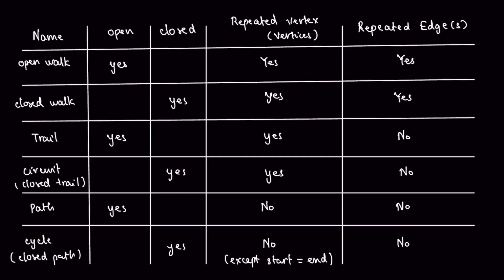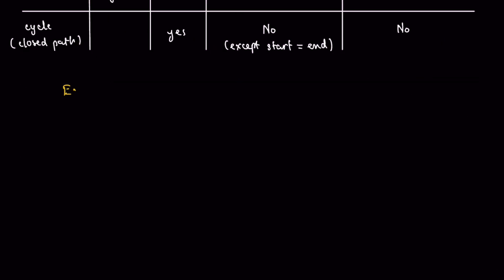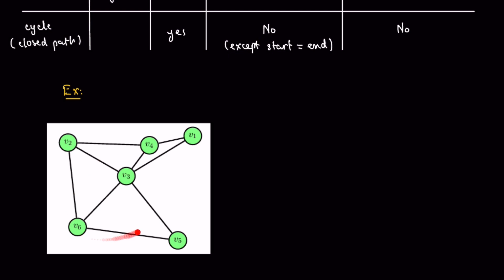Alright, let's consider the following example. So I have this graph, and I'm going to write down some solutions related to an open walk, a closed walk, a trail, a circuit, a path, and a cycle. There should be multiple solutions to one problem. That means for an open walk, there should be multiple solutions. I'm just going to present one solution based on the characteristics that we see in the table.